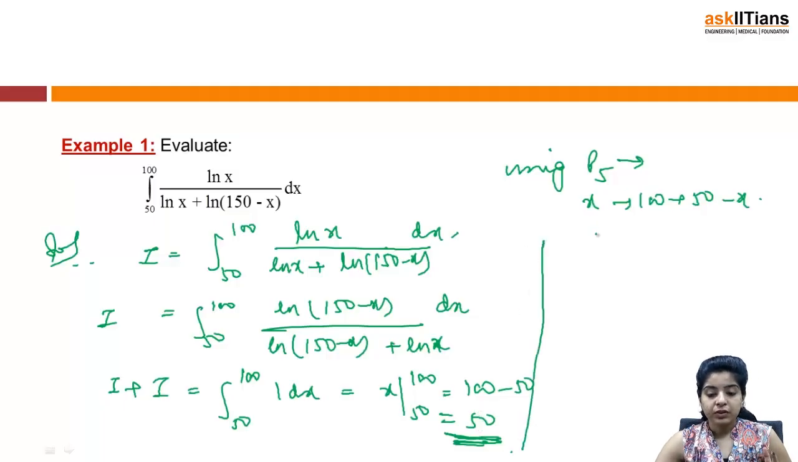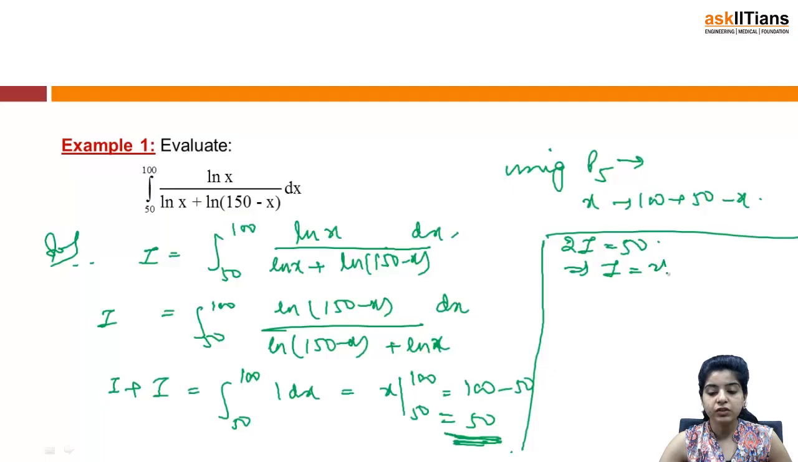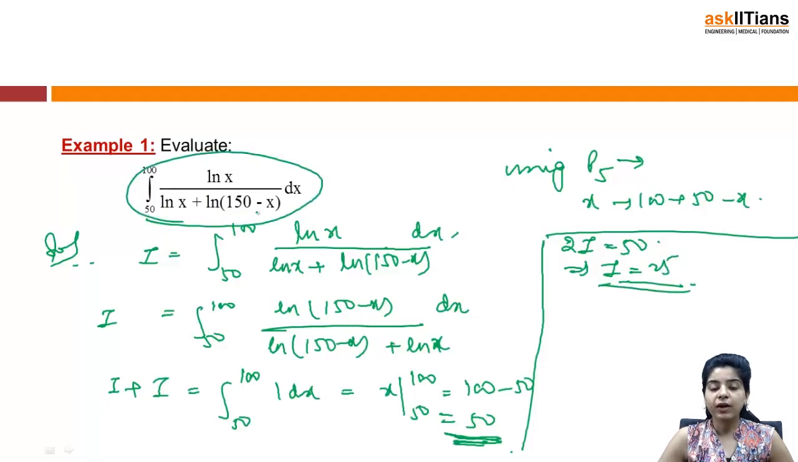Why? Just notice that what I have done is I have calculated I plus I. That means I have obtained my 2I as 50. So finally my I is 25. The value of this integral is 25 and not 50.